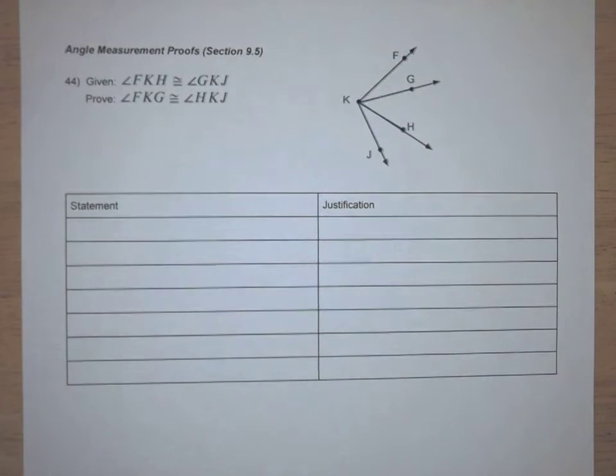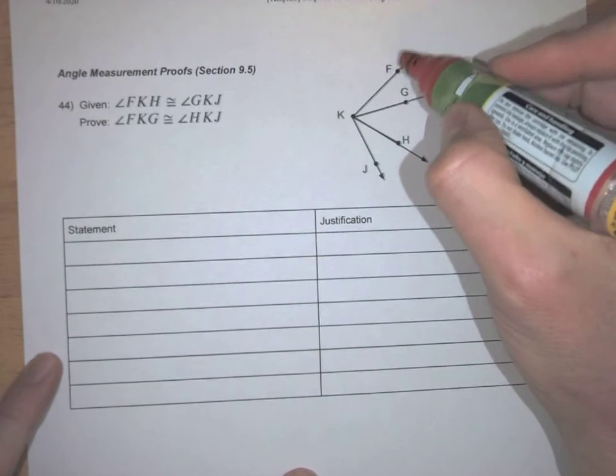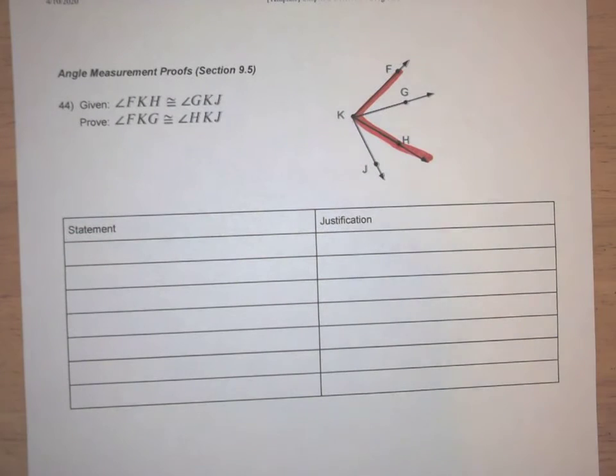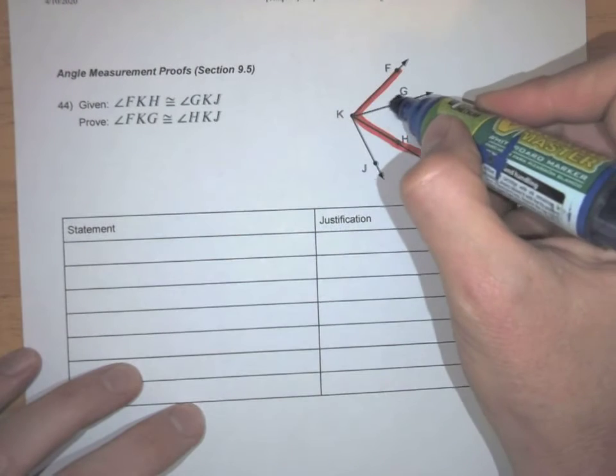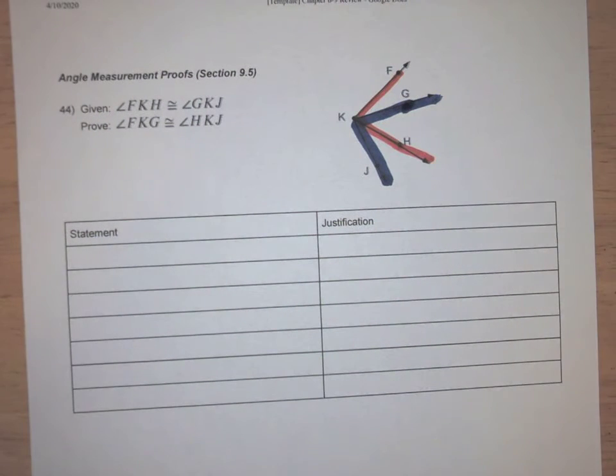I'm going to grab a couple markers here and see if we can color code this. All right. So given angle FKH is congruent to GKJ. Sometimes when you have all these letters in here, it's easy to get confused and mess up what you're talking about. So let's label them. There's FKH. We know that that is congruent to GKJ. So the red angle is congruent to the blue angle.